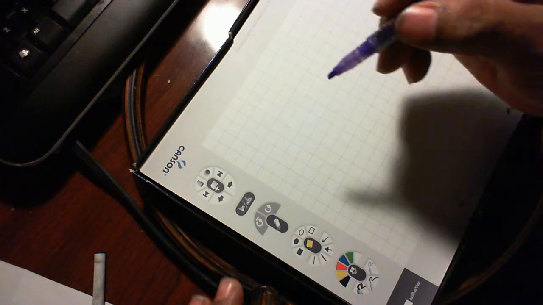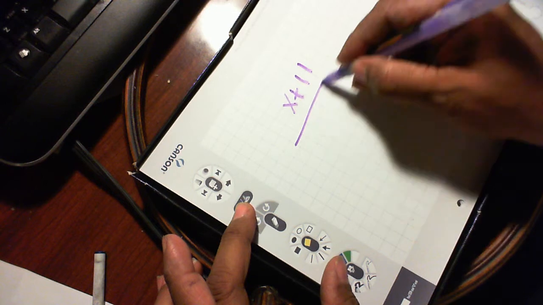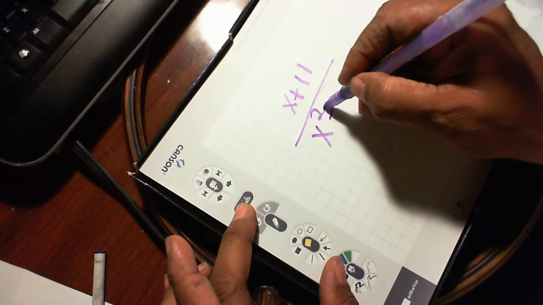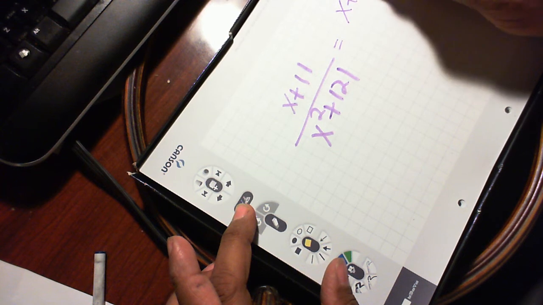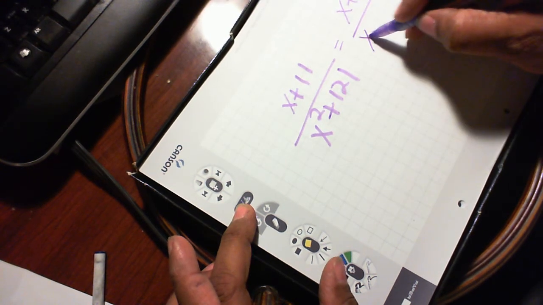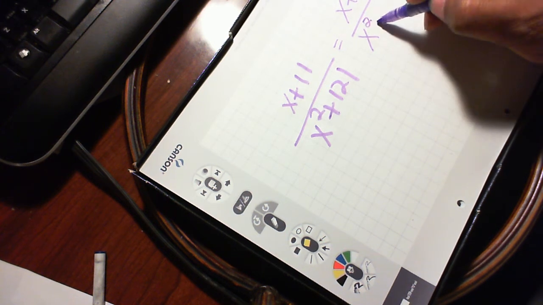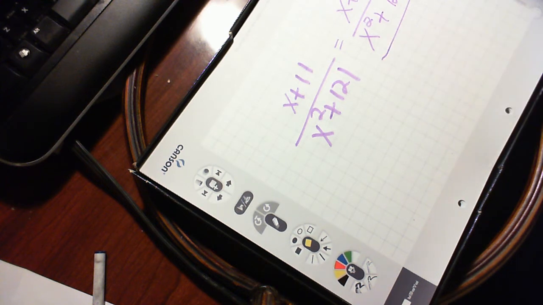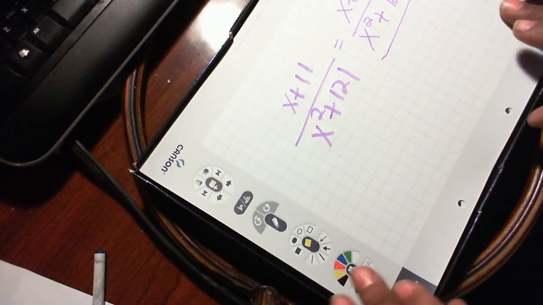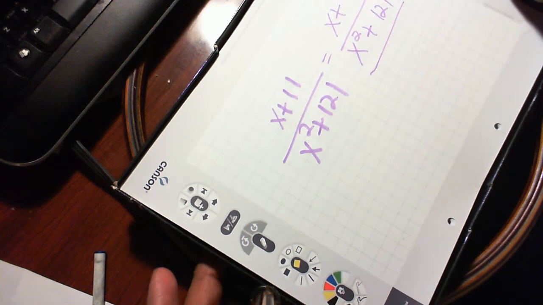Here's one. What's the domain? x plus 11 over x squared plus 121. What do you have here? x squared plus 121. Now, you don't want the bottom to be 0, right? You don't want that division by 0. So you don't want x to be plus 11.